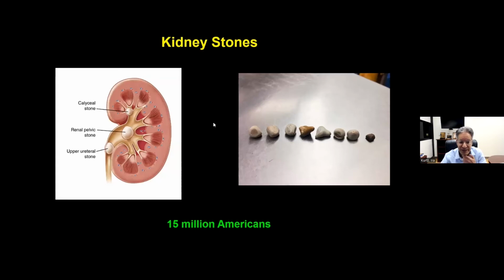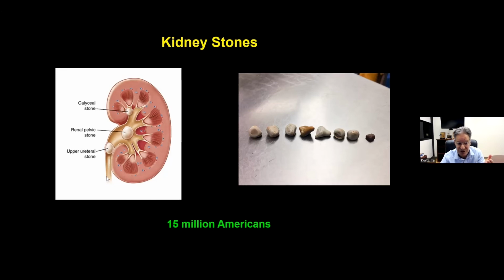Another problem with the kidney is that you can get kidney stones. So again, because there's calcium and phosphorus in the urine, the calcium can actually turn into a stone. And the stone can be in many places. It can be in this part of the kidney. It can be here. It can be in the final tube that comes out of the kidney.